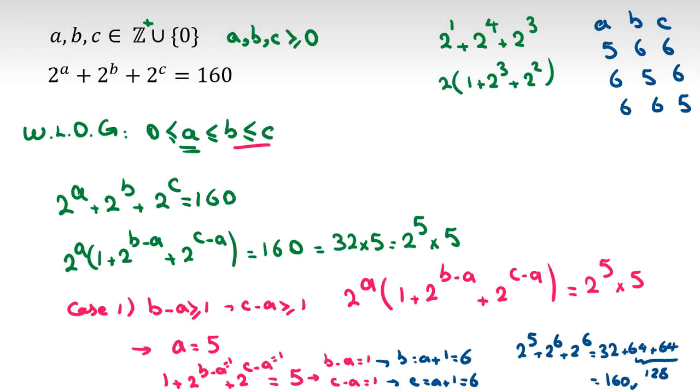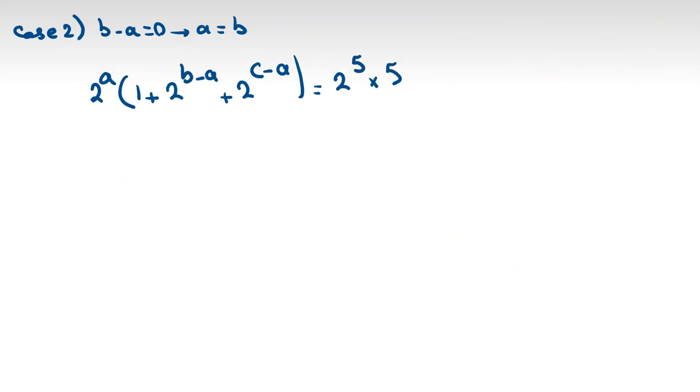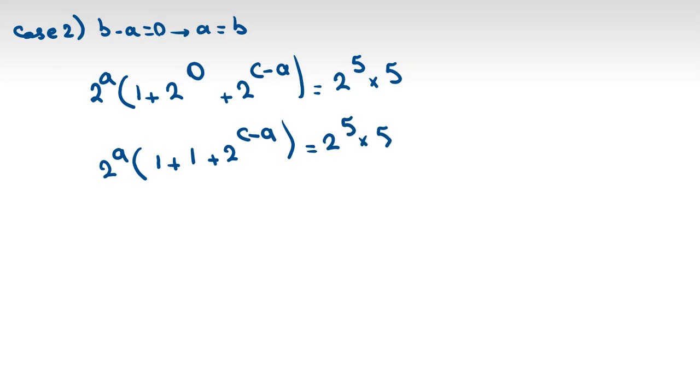Case 2. B minus A equal to 0, which is A equal to B. Now, if I write again our main equation, 2 to the A times 1 plus 2 to the B minus A plus 2 to the C minus A equal to 160, which is 2 to the 5 times 5. Because B minus A equals 0, I can erase this part, and I can say it is 2 to the 0, which is 1. So it will be 2 to the A, 1 plus 1 plus 2 to the C minus A equal to 2 to the 5 times 5.